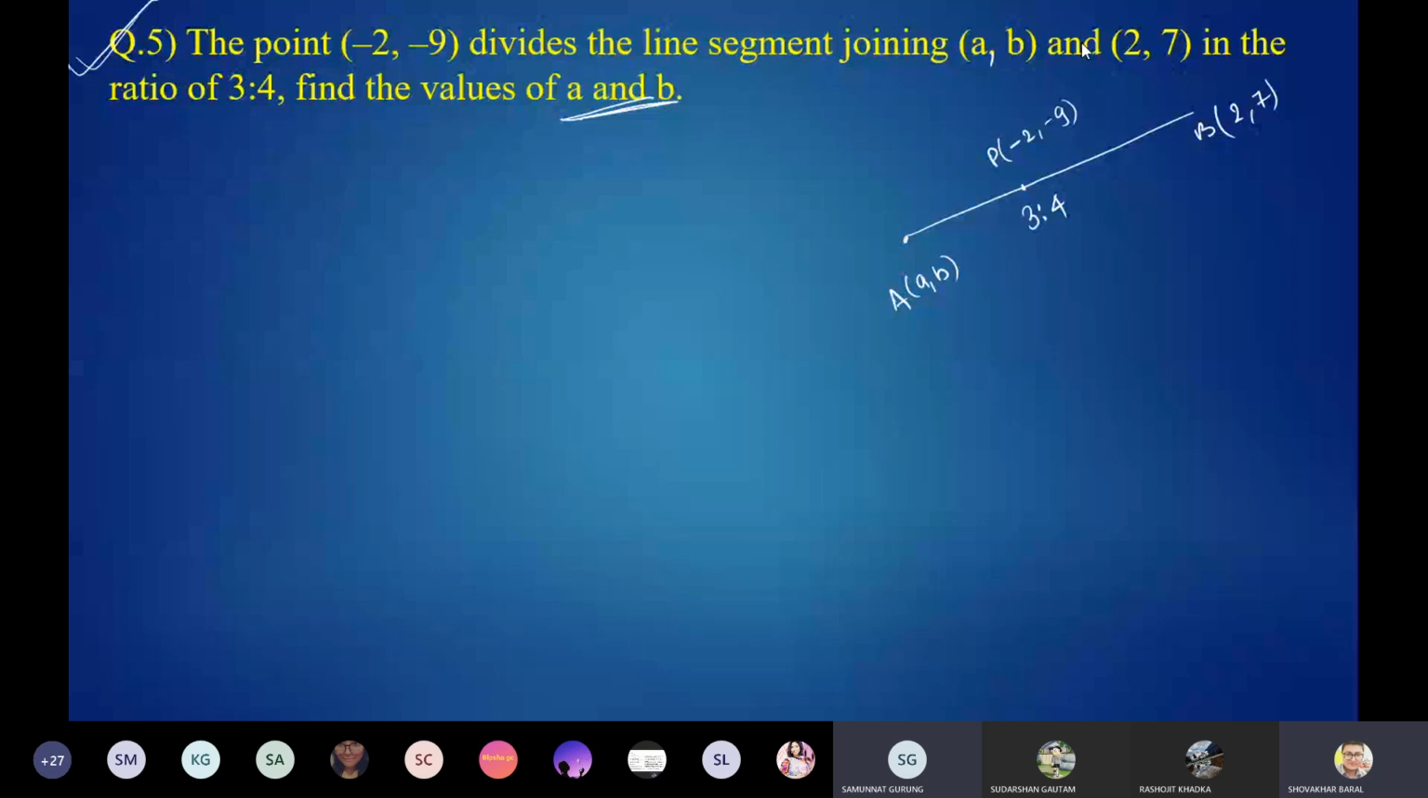Okay, solve this question, and this is the last question for today. Tell me the answer. Sir, -5, 21. A is -5 and B is 21. A is equal to -5 and B is equal to 21. Okay, this is by Sneha.